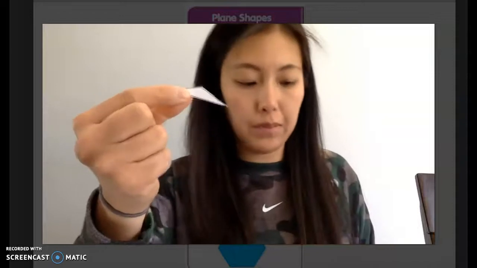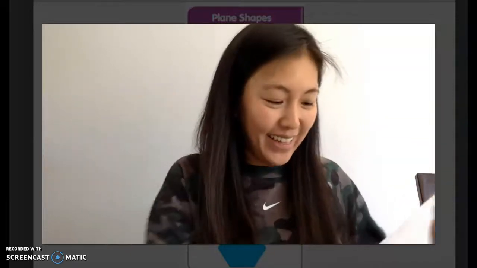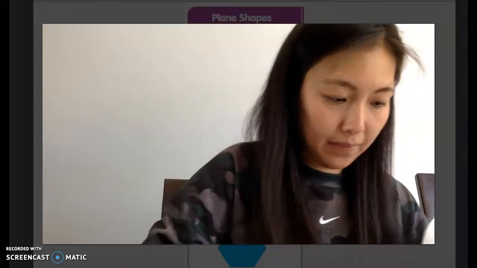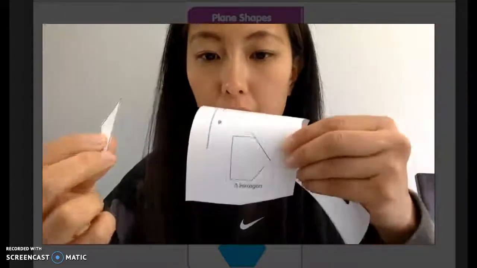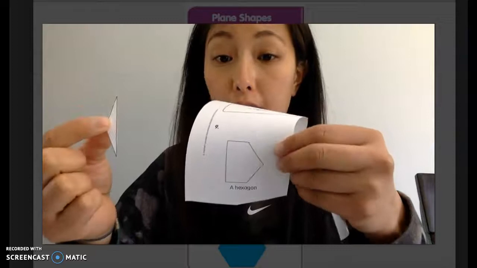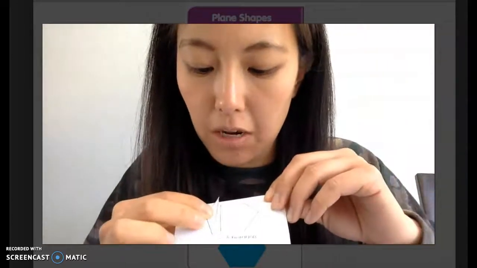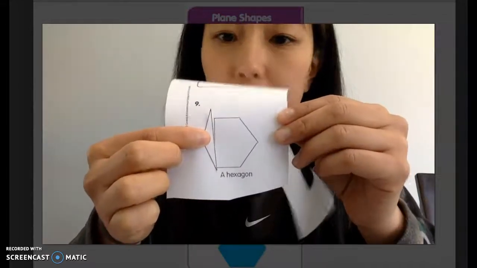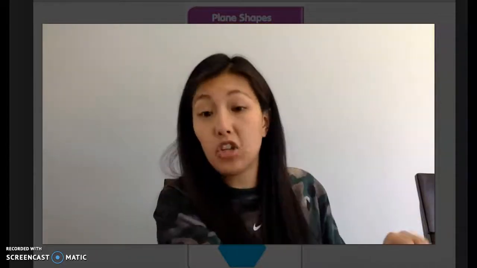Okay, so here is my slim triangle, and here is my hexagon shape here. So again, I'm trying to see, will this triangle fit to make a hexagon shape? Does that look like a good hexagon? Nope. So this one cannot be it. Let's try another shape here.